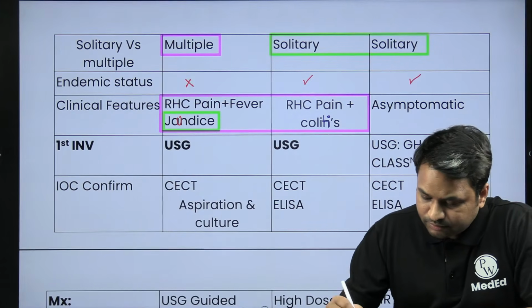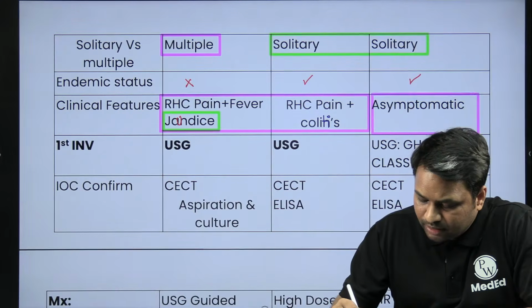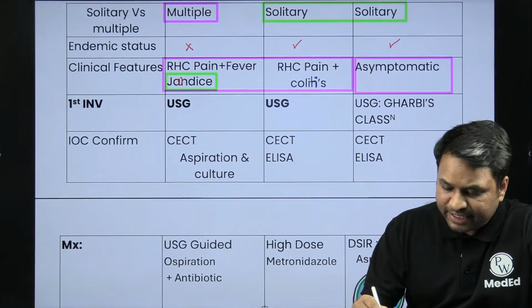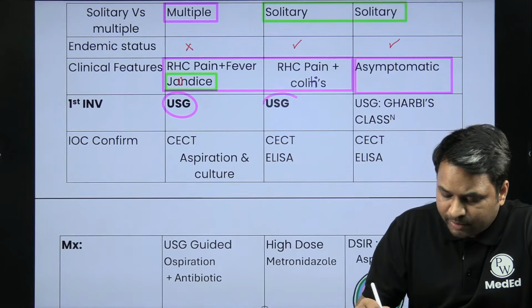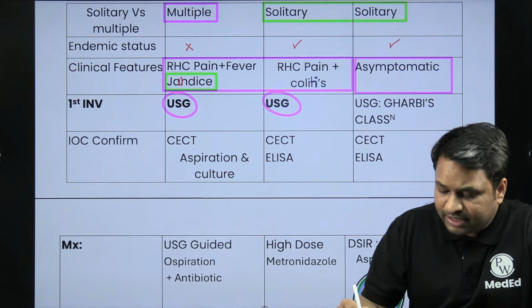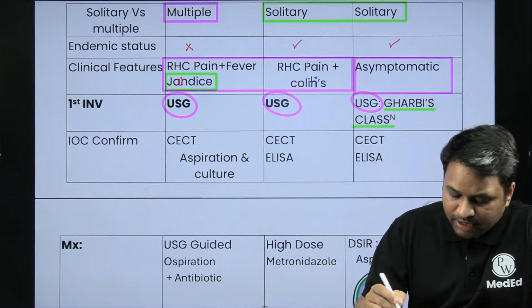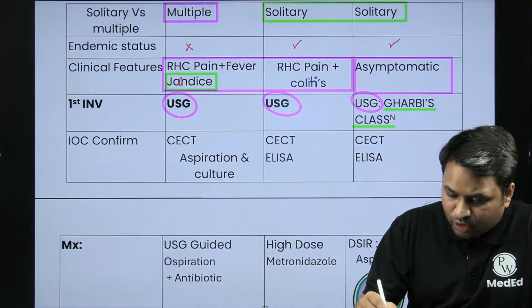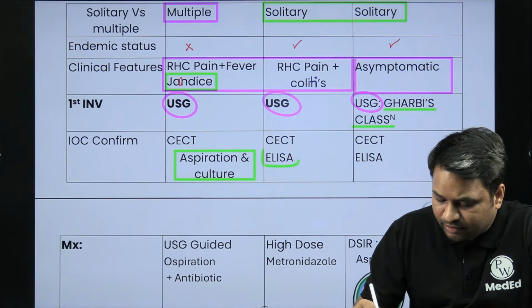On the other hand, hydatid cyst is usually asymptomatic. The first investigation for all hepatobiliary disorders is going to be ultrasound. If they ask what classification is done on the basis of ultrasound for the hydatid cyst, the answer is Gharbi's classification. In order to confirm, you should always culture. For bacteria you can culture, but parasites cannot be cultured, so it will be ELISA.